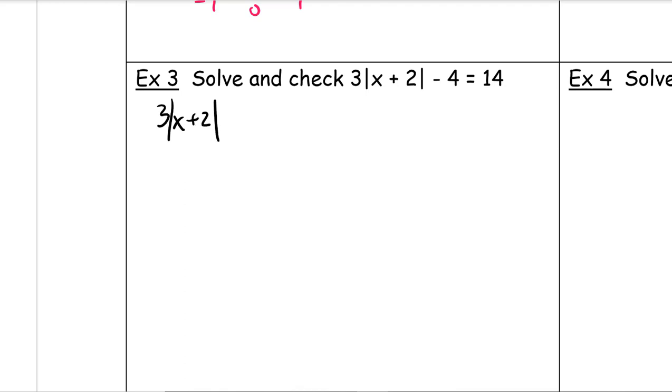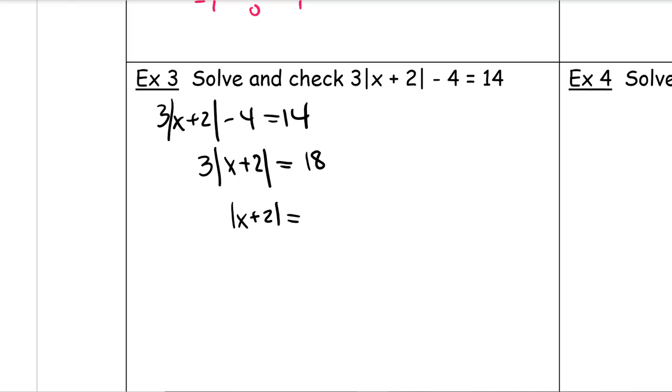So 3 times the absolute value of x plus 2, minus 4 equals 14. I'm going to add 4 to both sides first. So I still have 3 times the absolute value of x plus 2 equals 14 plus 4, which gives you 18. Next, you're going to divide both sides by 3. So the absolute value of x plus 2 equals 18 divided by 3, which is just 6. Notice what we did here: we had to get this x plus 2 piece isolated, which meant the 3 and the minus 4 around it all had to go to the other side.